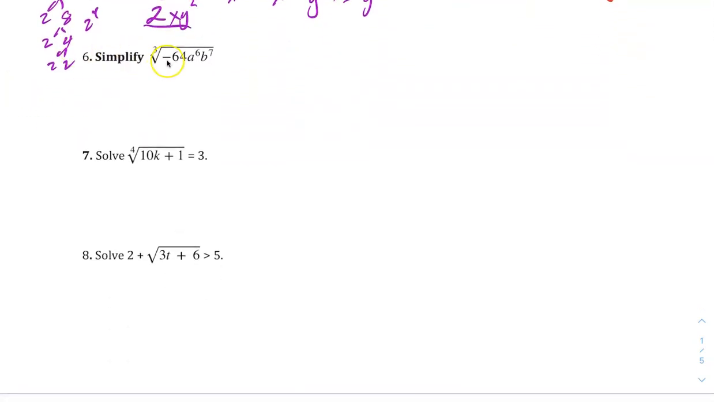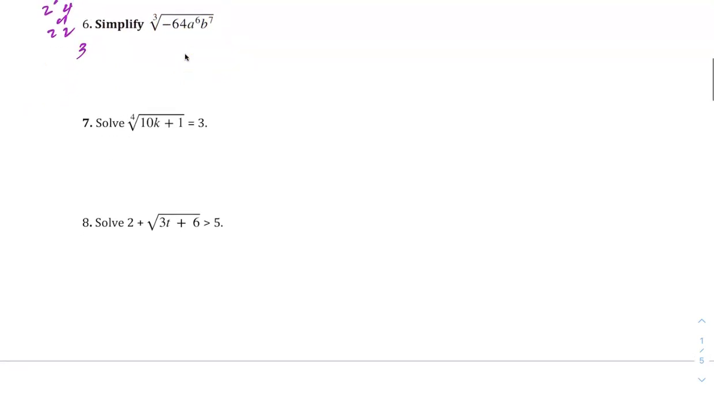Next one, it's negative 64 to the third power. Do that a little separately right here. So the cube root of negative 64, which now is negative 4. 4 times 4 is 16 times 4 is 64. So there we go. Now the powers, a is 6 and b 7. Just like before, we divide it by the root. So for a, we get a squared. For b, we get b divided by 2 is 3 with a remainder of 1. That remainder has to stay inside the radical, so that's going to stay inside. Everything else is on the outside.